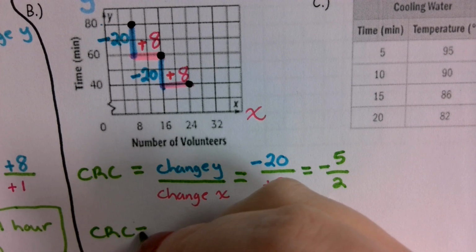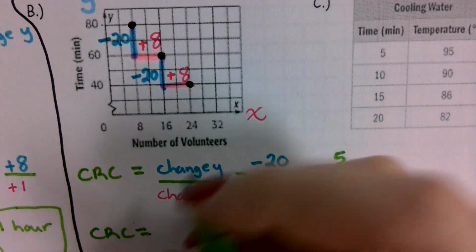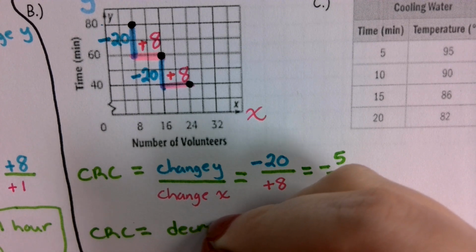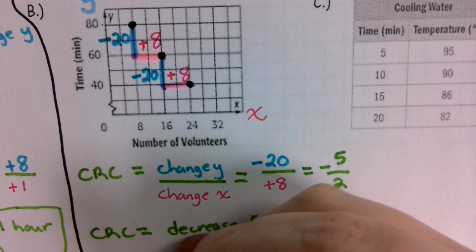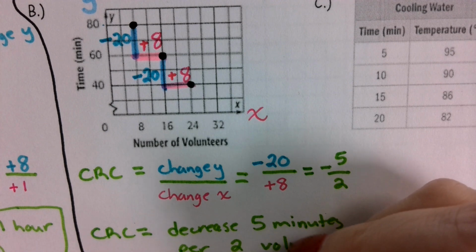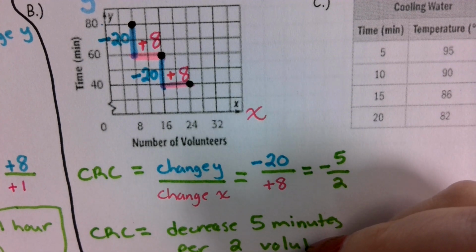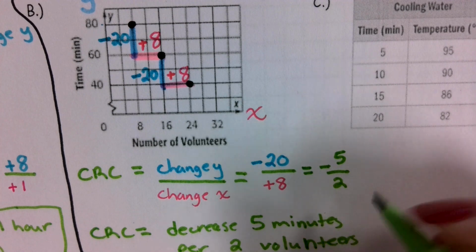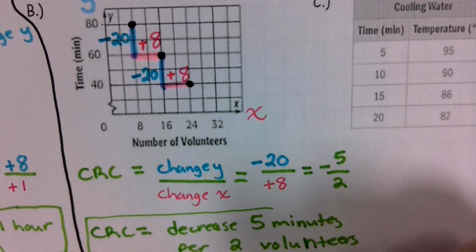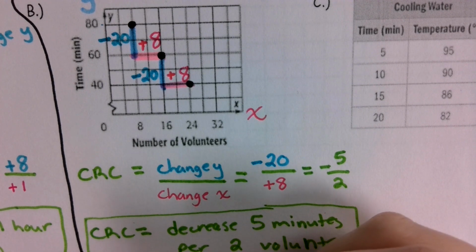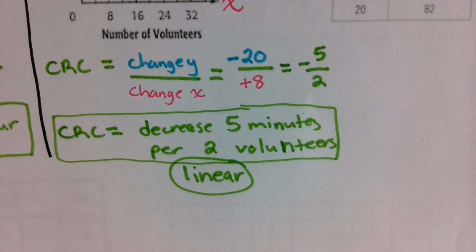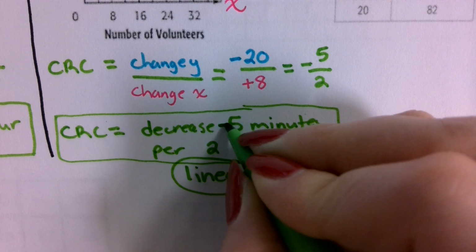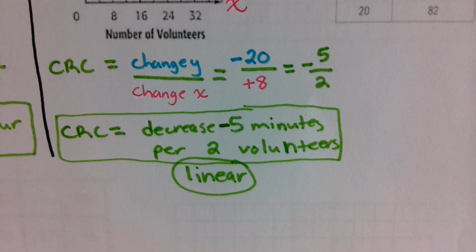So the constant rate of change in this case is going to represent a decrease of 5 minutes per 2 volunteers. Now, because we had a constant rate of change, that means that it is a linear relationship. It is a linear relationship. If you wanted to put a negative 5 there, that's fine. If you put decreases by 5 minutes, or you can put negative 5 minutes for 2 volunteers. Okay?